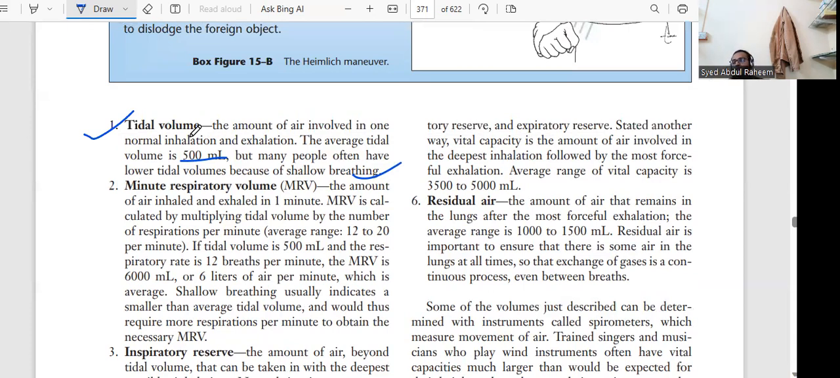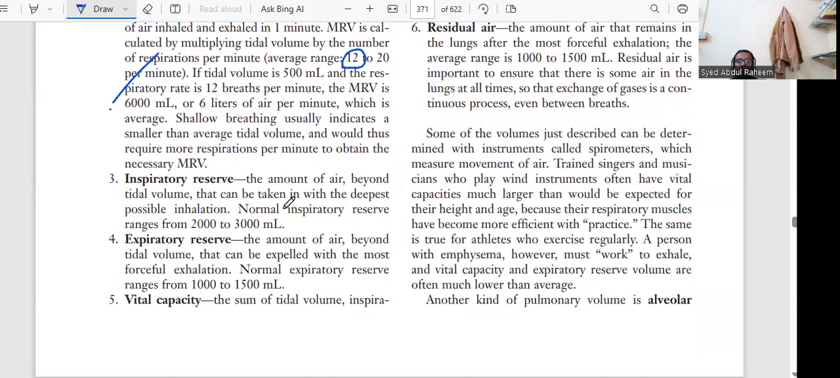So we need to count the breathing. Check on the diaphragm, above the diaphragm, the intercostal area, or the sternum. We have to put our hands and count the breathing: 1, 2, 3, 4, 5, like that. Then multiply with 500. For example, it is between 12 to 20, but we calculated 12 only. Multiply 500 into 12. How much ml? 6,000 ml means 6 liters.